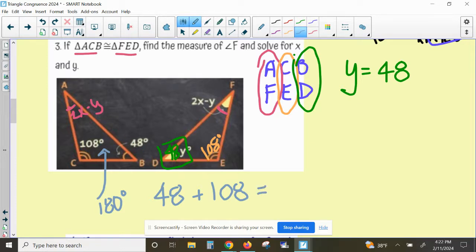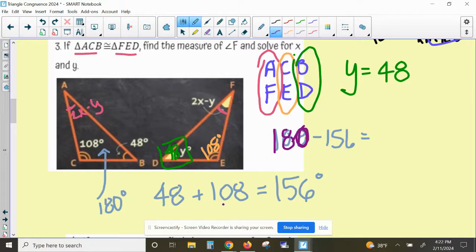Let's see how much that is already. So let's add up 48 plus 108. That is 156. So far we're up to 156 degrees. We need to get up to 180. So we need to figure out what the last angle has to be. So if we have 180, take away 156, how much is left? Oops, not 108, 180. My bad. The inside is 180. I was writing this 108 again. So we need 180 minus 156. So that equals 24 degrees. So that means this top angle up here has to be 24 degrees, right? So that's telling us this 2x minus y has to equal 24.